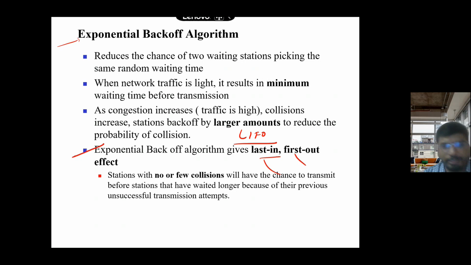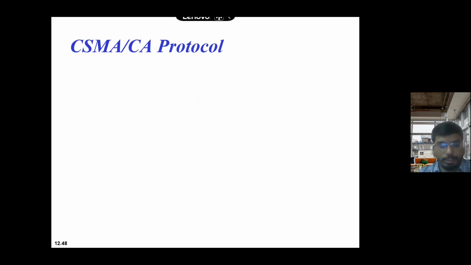This effect is there in the exponential backoff algorithm, and I think this is going to be one of the drawbacks of your BEB approach. I think we have come to a conclusion where we have understood CSMA/CD.